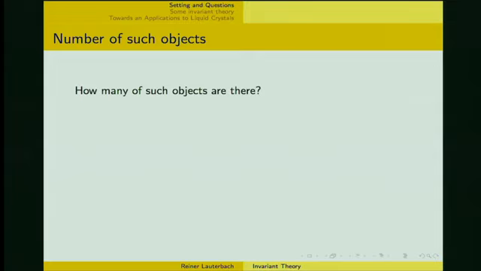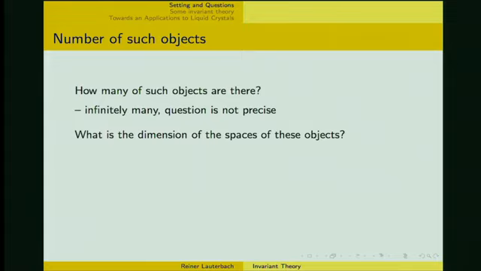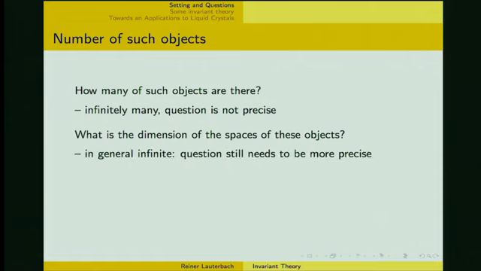So we are interested in the number of such objects, as we have seen, invariant functions and so on. And so in general, the answer is infinitely many. So this is not really helpful. So one has to ask this question a little bit more precisely. So the next question could be, what is the dimension of these objects? I mean, they form vector spaces, and you can ask what is the dimension. But still, in general, this answer is infinite, and you need a still more precise question.